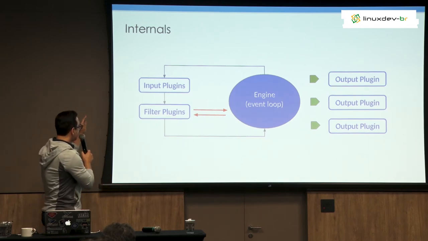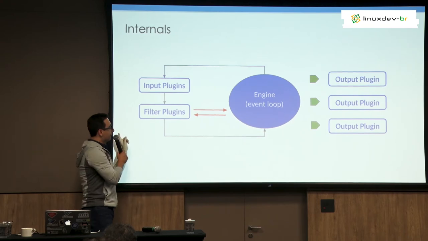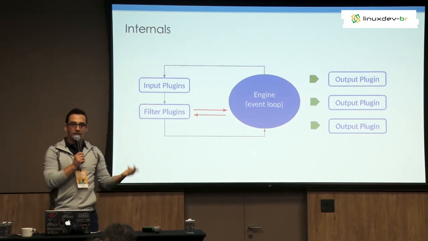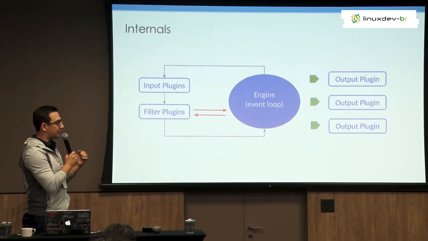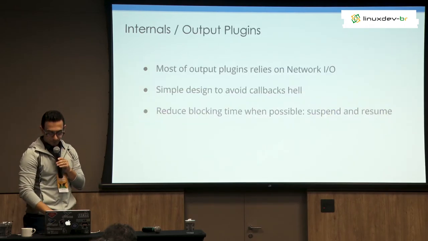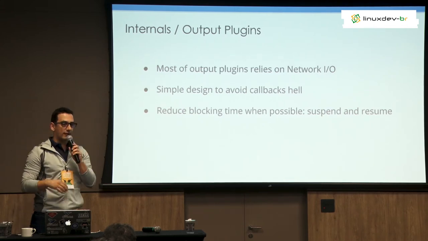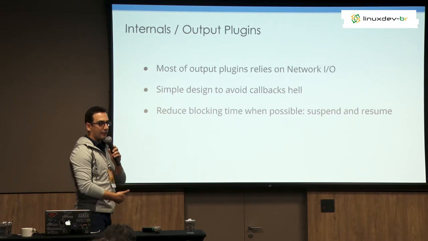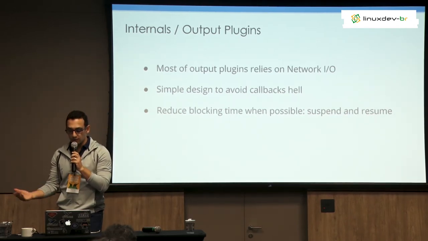So basically, we have the input plugins. The output of the input plugins goes to the filters. The filters ingest the data back into the engine, and the engine decides where to send the data out. But this is just one single thread, and what we do is fully asynchronous for any kind of I/O operations. And there's one important thing. Most of the plugins rely on network I/O. If you're going to send data to a database, you need to create a TCP connection. If you're going to connect to an HTTP endpoint, you need a TCP connection.